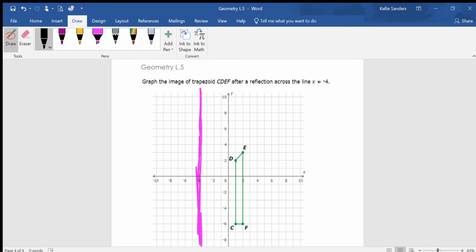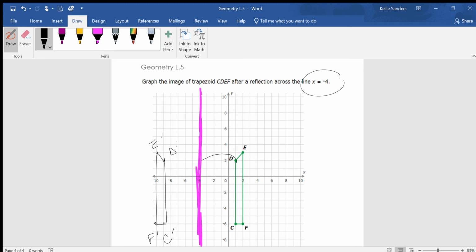So on D, how many units from the purple? Looks like 5. So we'd go 1, 2, 3, 4, 5 and put a line right there. And E is one more away from what D was, so E is going to be right here. So D prime and E prime. And vice versa, because we know C is right below D, then we're going to put C here and F here, because it was one more away from C than what F was. Okay. So there we go on that.